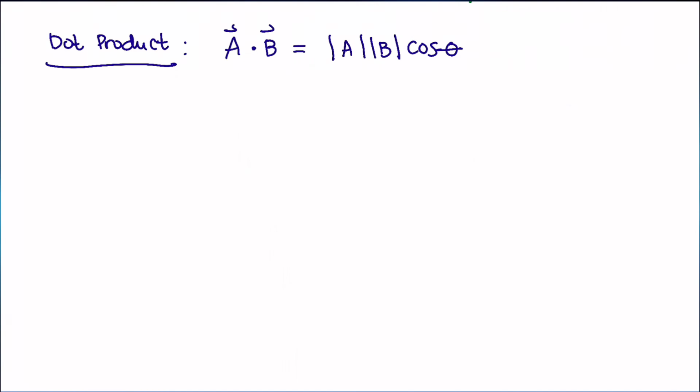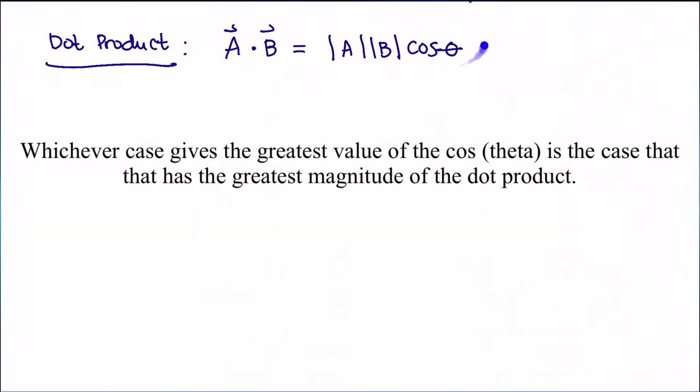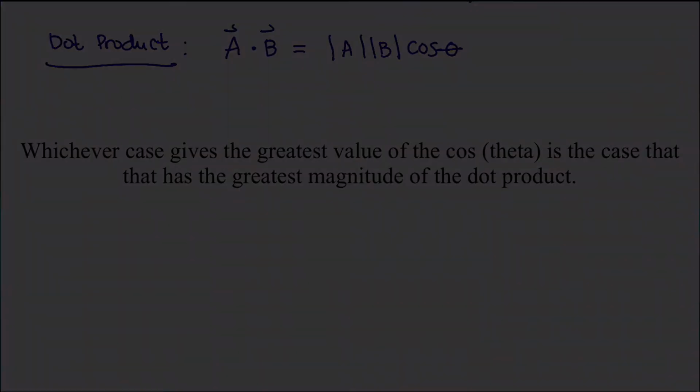Since in all 4 cases, the magnitude of vectors a and b doesn't change because it's just the same vector a and b, the only thing that we should concern ourselves with is the angle between the two vectors. So cosine theta, meaning whichever case would give us the greatest value for cosine theta would give us the greatest magnitude of the dot product. So let us look into that.